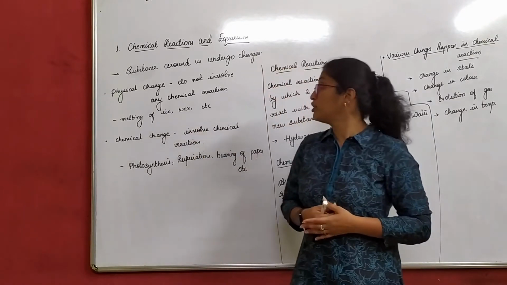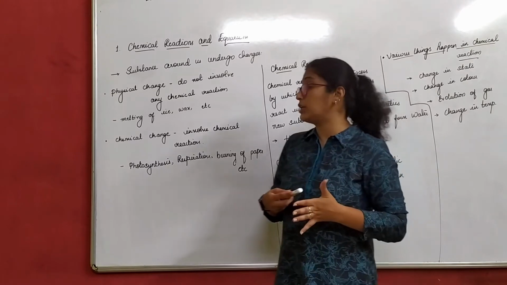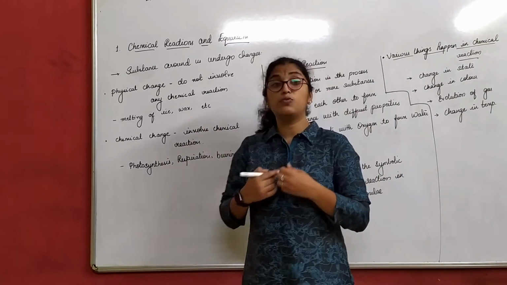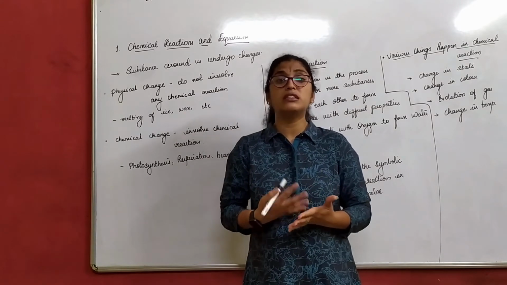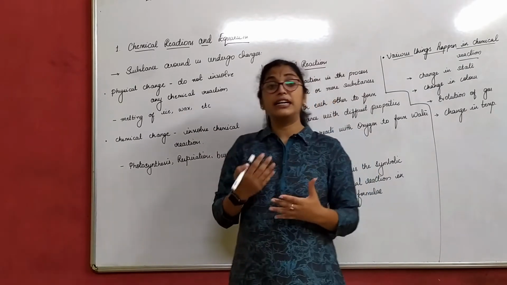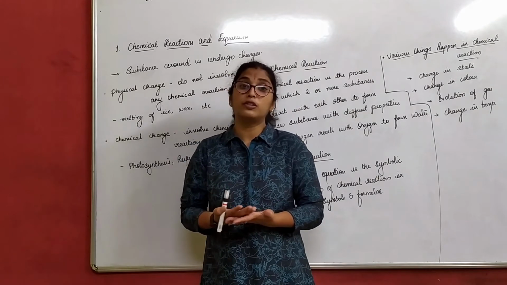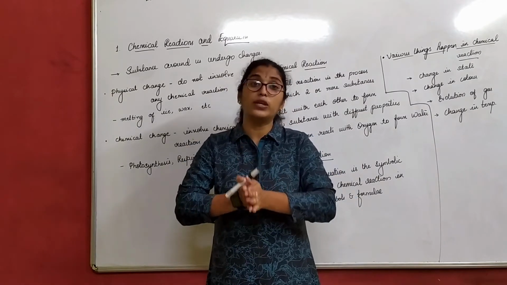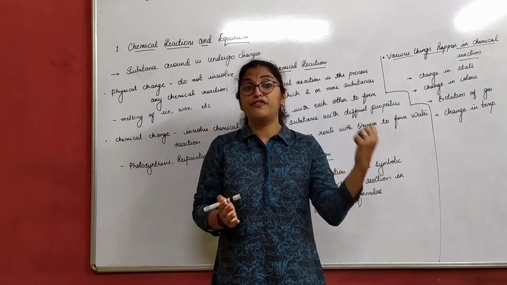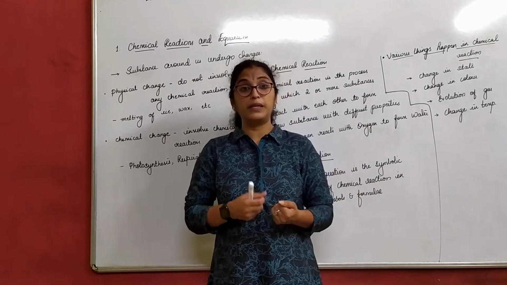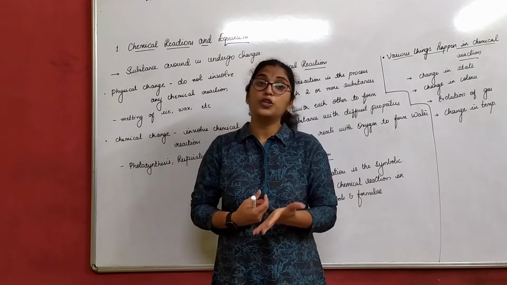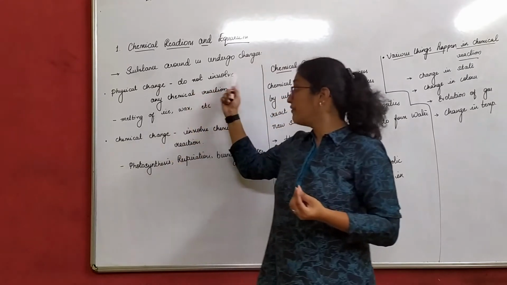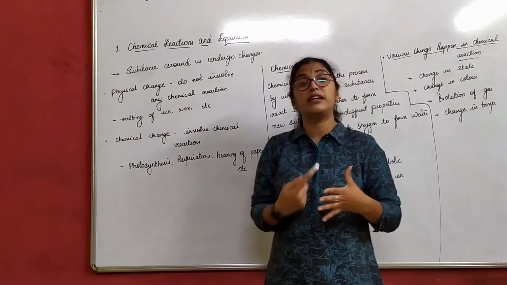So when we talk about the chapter Chemical Reactions and Equations, what does it actually mean? There are so many substances around us that always undergo changes. Whatever we see around us, if it is undergoing any change, that can be a physical change or a chemical change. Now what do you mean by a physical change? A physical change is something which does not involve any chemical reaction.